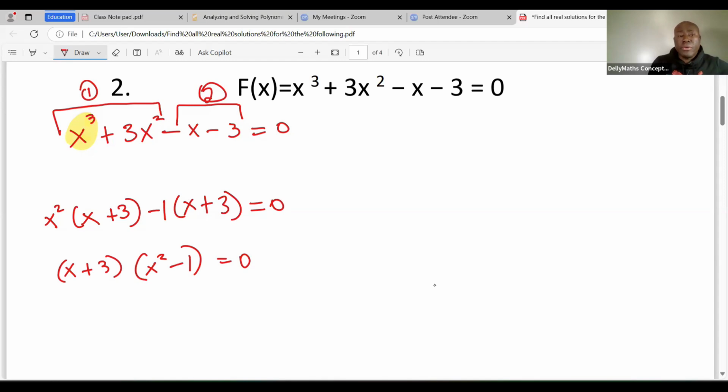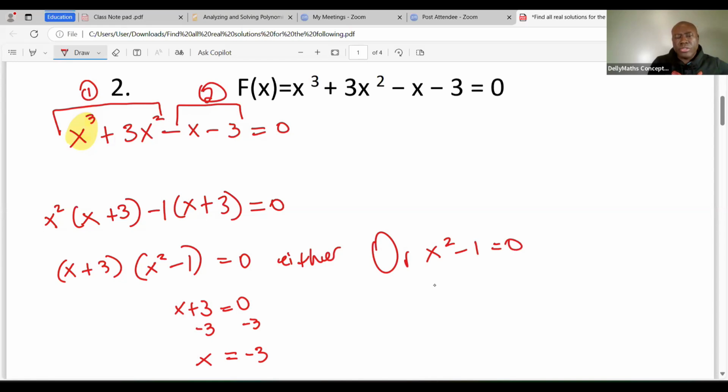Remember though that because two things here multiply to give a 0, I will definitely apply the zero product rule. It's either x plus 3 that is equal to 0, which means if I subtract 3 from both sides, I'm going to have one of my solutions be negative 3. Or it is x squared minus 1, which is equal to 0. In this case, if I add 1 to both sides, then x squared is equal to 1.